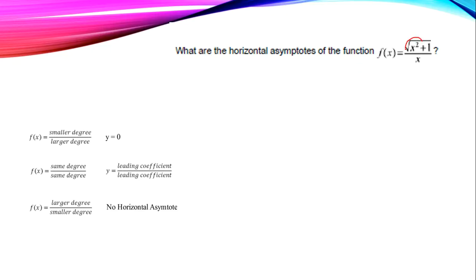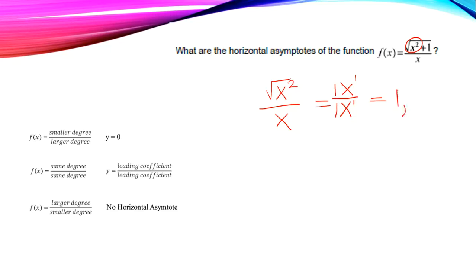So what we care about really is the leading coefficient here. So we would say the square root of x squared divided by x. And I'm going to simplify that. Well, the square root of x squared is just x divided by x, which means they have the same degree. So we would just divide their leading coefficient. And in this case, it's just 1.